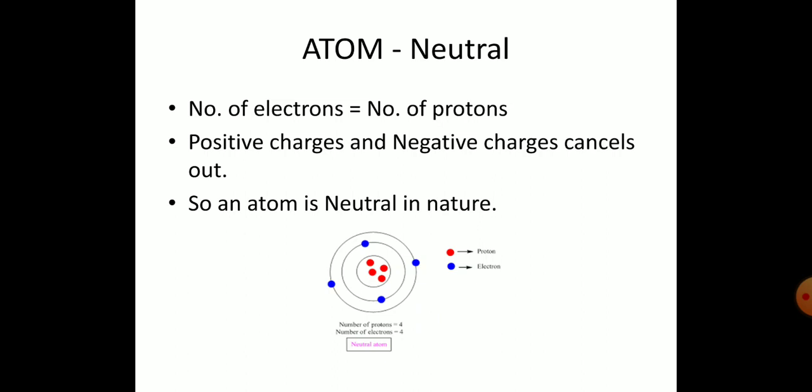Okay, because an atom is always neutral because the number of electrons is equal to the number of protons, is it not? If the positively charged particles are equal to the negatively charged particles, we can tally one by one, one positive here and one negative there. If we keep on tallying, when both of them are equal, that means it is called neutral. The positive charges cancel with the negative charges. So an atom is always neutral in nature.